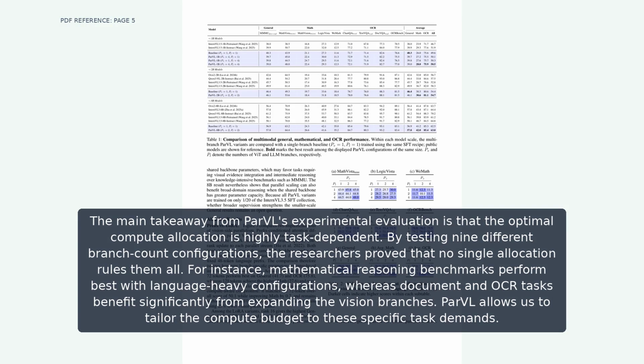The main takeaway from ParVL's experimental evaluation is that the optimal compute allocation is highly task-dependent. By testing 9 different branch count configurations, the researchers proved that no single allocation rules them all. For instance, mathematical reasoning benchmarks perform best with language-heavy configurations, whereas document and OCR tasks benefit significantly from expanding the vision branches. ParVL allows us to tailor the compute budget to these specific task demands.